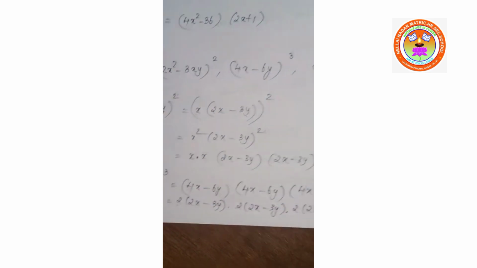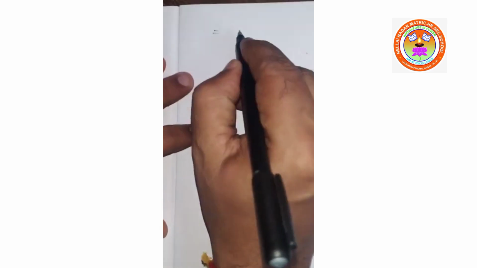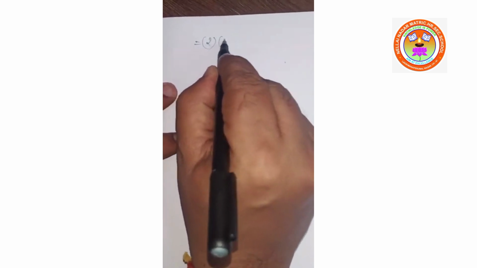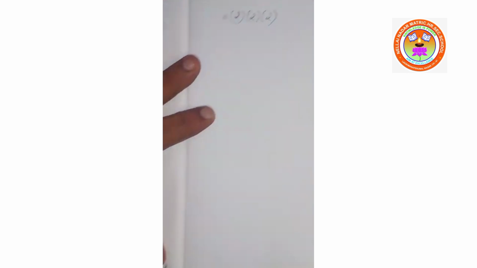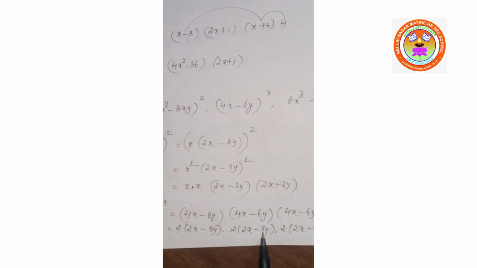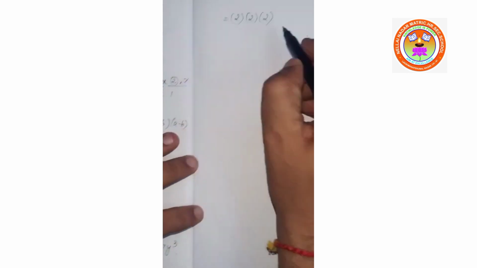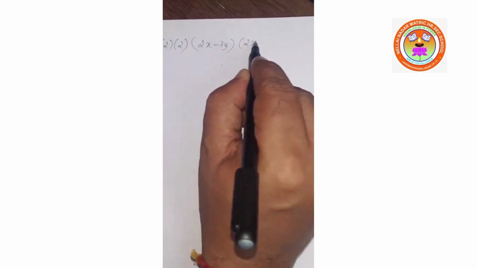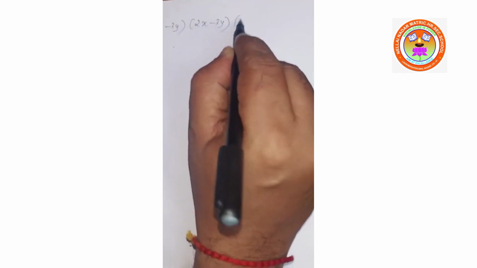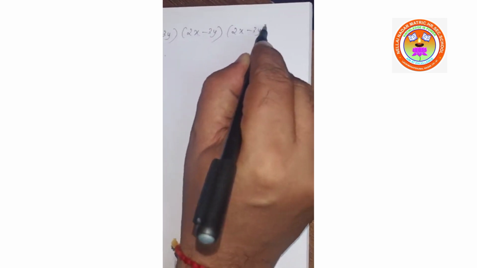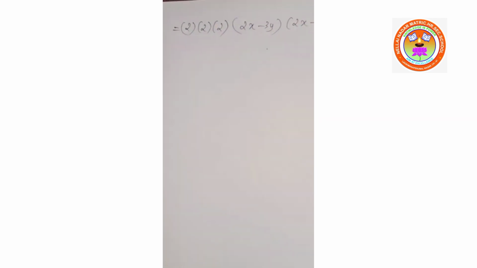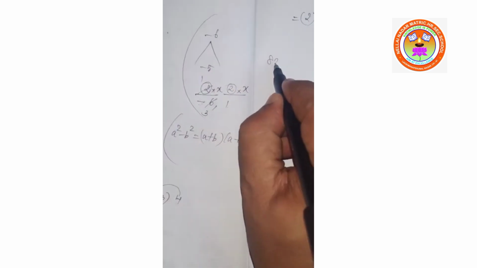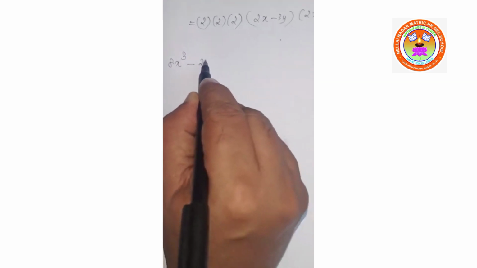After that, write 2 into 2 into 2 as it is. Don't multiply, write 2 into 2 into 2. Then 2x minus 3y, 2x minus 3y, 2x minus 3y. 3 times 2x minus 3y, 2x minus 3y into 2x minus 3y. Finally, 8x cube minus 27y cube.